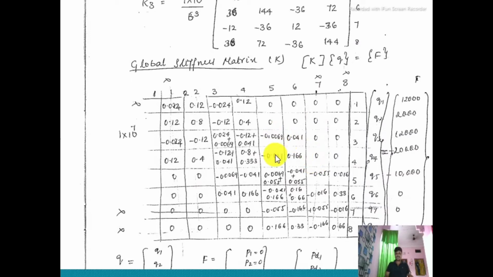If you still have any doubts, you can watch the separate video on the global stiffness matrix. There you can clearly understand how to make the global stiffness matrix. A separate video is made on it. Okay, now I will continue.